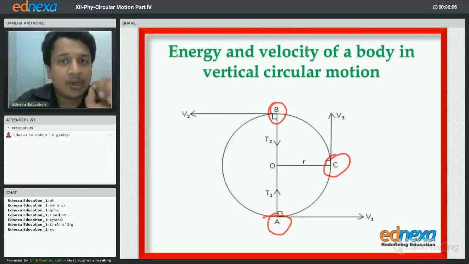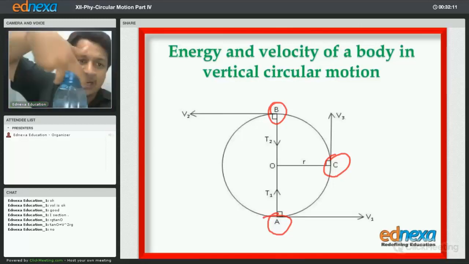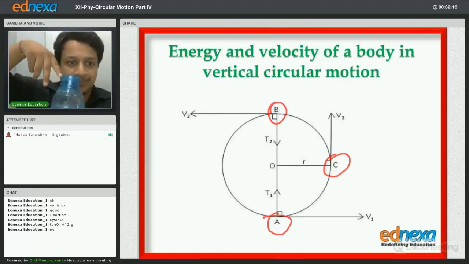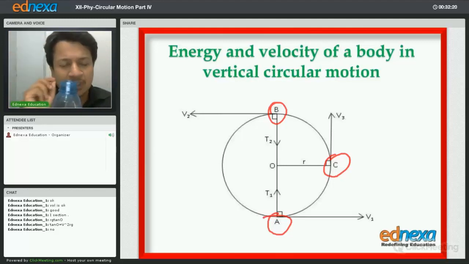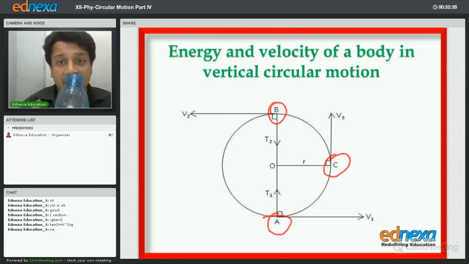Suppose this is a bottle with the cap open, and I hold it like this way and whirl it in a vertical circle. If I maintain that particular speed, the water present inside the bottle will not spill out. But if I do not maintain the particular velocity, then the water will fall down. The same thing happened over there.